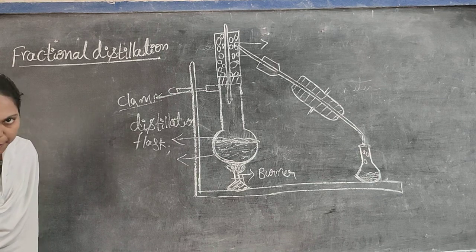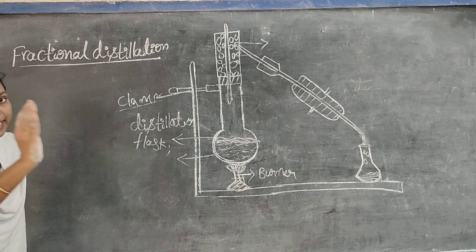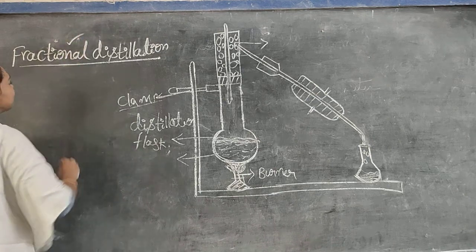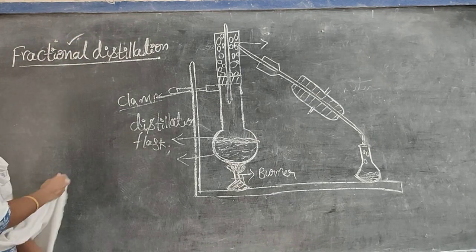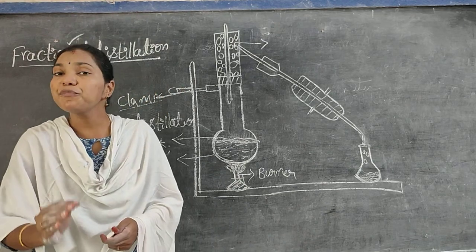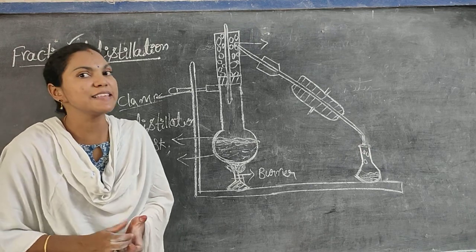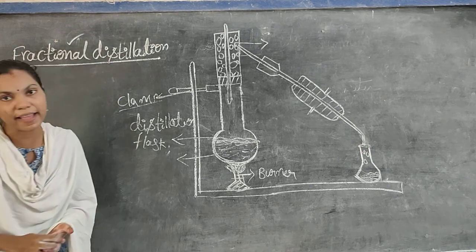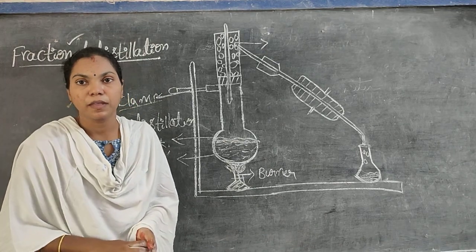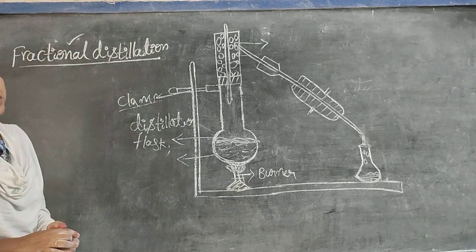But when the two miscible liquids' boiling point difference is less than 25 degrees Celsius, which method do we use? Fractional distillation. When the two miscible liquids' boiling point difference is more than 25 degrees Celsius, we use the distillation method. But when the difference is less than 25 degrees Celsius, we use the fractional distillation.